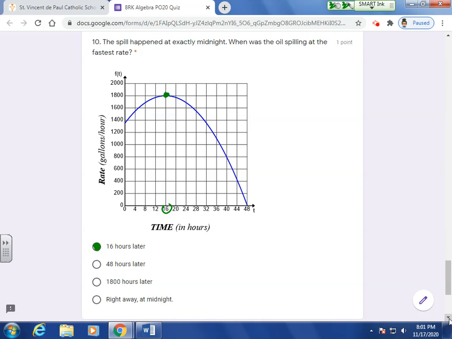Actually, quite a few people got this one correct. It's not 48 hours later. It seems that 48 hours after the spill happened, the oil stopped flowing because it's down at a rate of 0 here. It's on the x-axis, so that's good news. 1,800 hours later, that's the y value, not the x. And then right away at midnight, when the spill happened, that would be an x value of 0. It's going at about 1,400 gallons per hour. Okay, but it does increase up to 1,800 and then slowly decrease down to it being stopped.